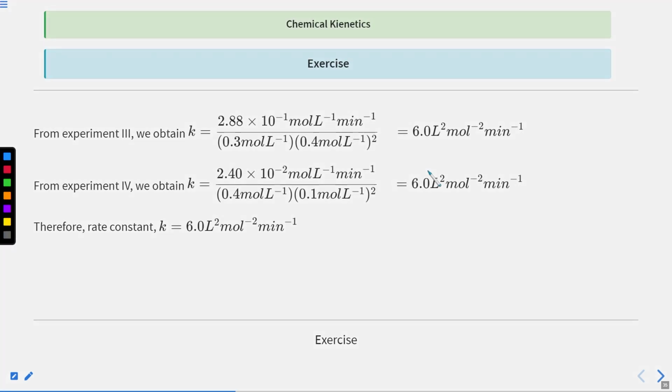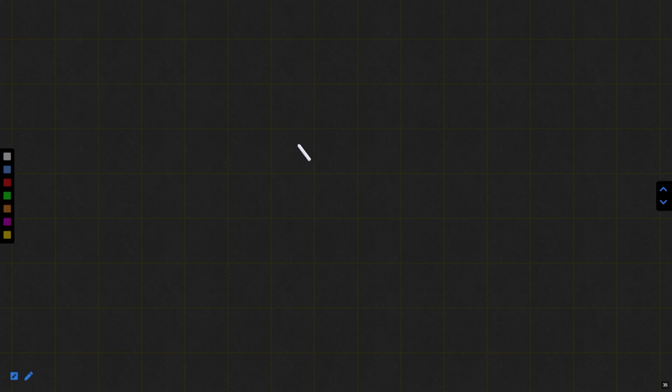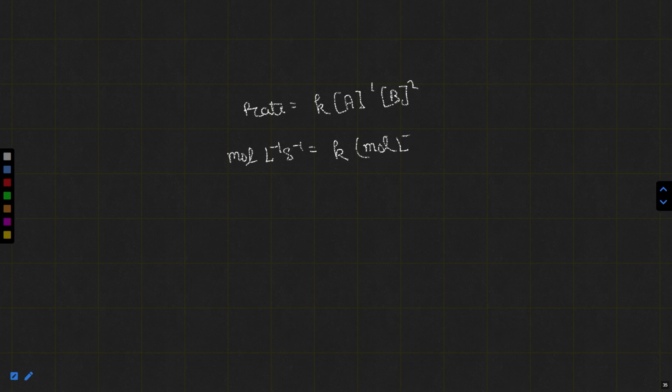Now if I ask you what will be the unit of the rate constant, the rate expression was in this way: rate is equal to k a to the power 1 b to the power 2. Now the unit of rate is simply mole per liter per second. K will be as it is. Concentration of A will be mole per liter, raised to the power 1. And concentration of B will also be mole per liter, raised to the power 2.